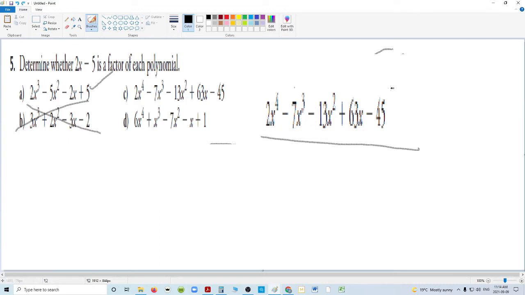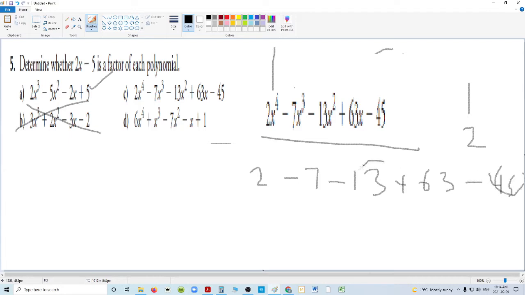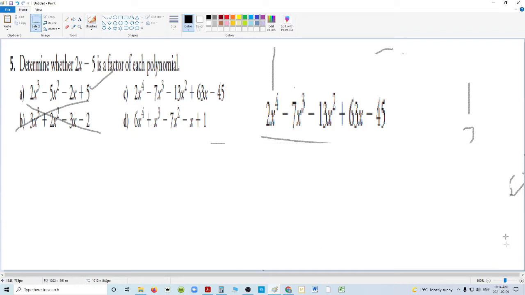Let's work with our standard 1 and 2 and see if one of those is a factor. So when it's 1 here, I get 2 minus 7 minus 13 plus 63 minus 45. So minus 45 minus 13 is minus 58 minus 64. Let's try that again because it looks close. So this is minus 20 minus 45, so minus 65 plus 63 plus 2. So that's 0. So that tells me that x minus 1 is a factor.